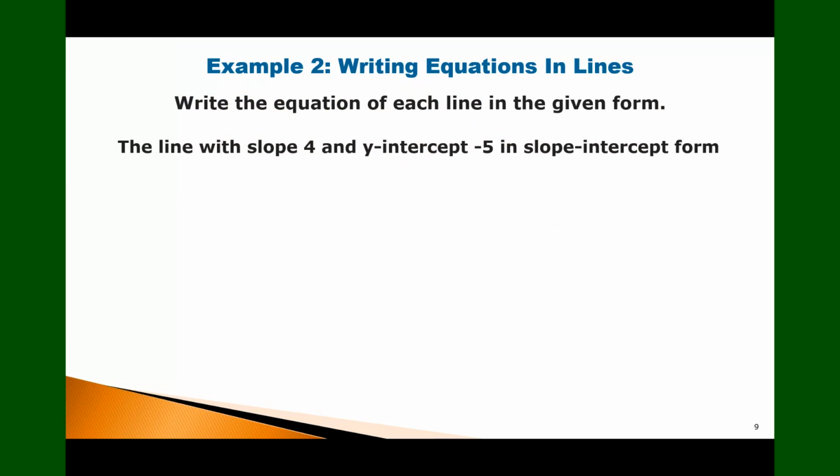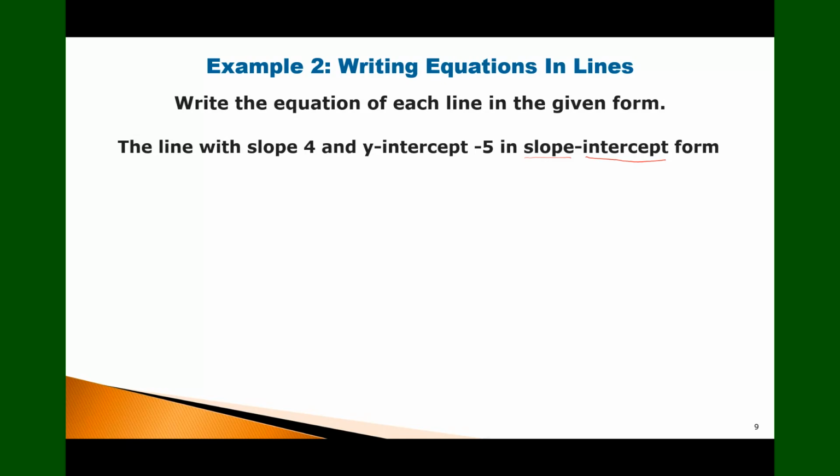So let's try an example. Let's write an equation of each line that I give you, and I'm going to tell you which form. So you've got to read the instructions carefully on your homework tonight, whether I say slope intercept or whether I say point slope. So this one, I'm going to specifically tell you that the slope is 4, and I'm going to specifically tell you the y-intercept is -5.